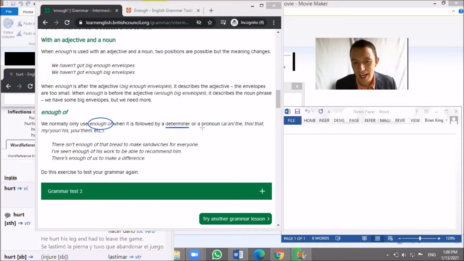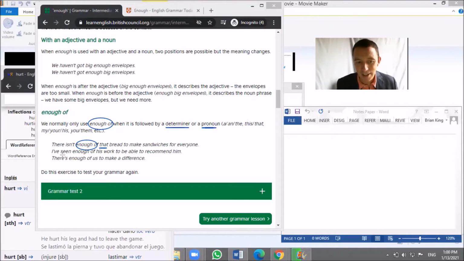A determiner is this, that, these. And the pronoun is my, your, his, you, and them. So let's see. There is not enough of that bread, so that's the determiner. There is not enough of that bread to make sandwiches for everybody.